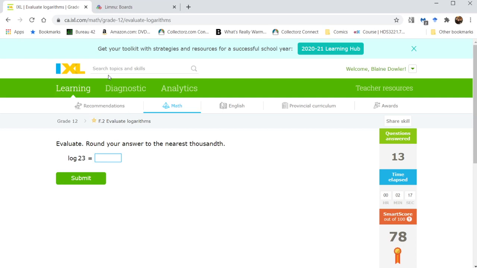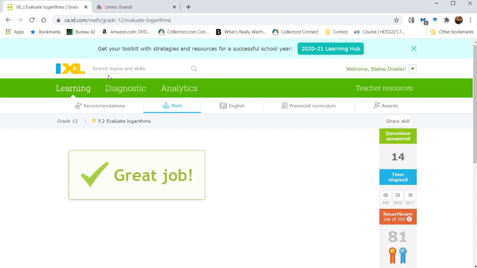9 exponent 1 is 9. Now this one, we have to round our answer to the nearest thousandth. So this one, we can just go directly to our calculator because there's no rational exponent of 10, which will get us 23. So we just type log 23 exactly as is in the calculator. That is 1.362.